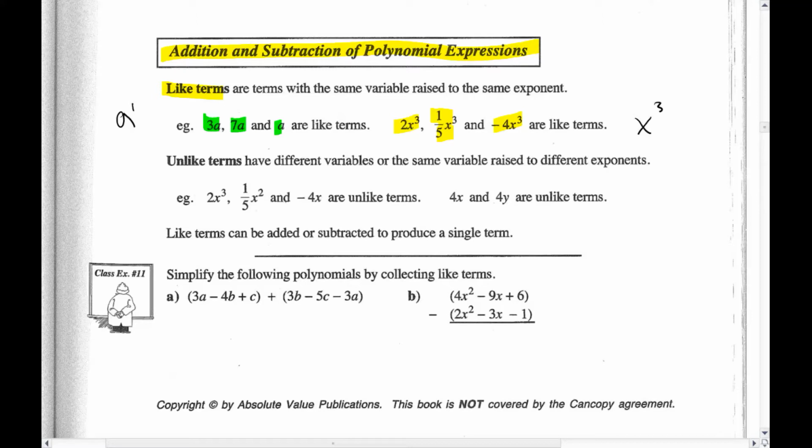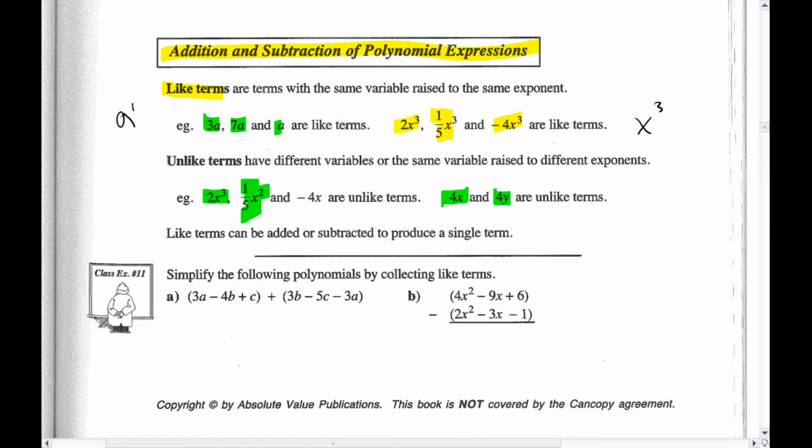If you have a different power, it's an unlike term. Or if you have a different variable, it's an unlike term. For example, 2x to the power of 3 and 1 over 5x to the power of 2 are different terms. They're not like terms because that exponent is different. One's a 3 and one's a 2. Another example is if you have a different variable completely, 4x and 4y, those are unlike terms. So you actually can't add them together. You can add and subtract like terms, but you cannot add or subtract unlike terms.